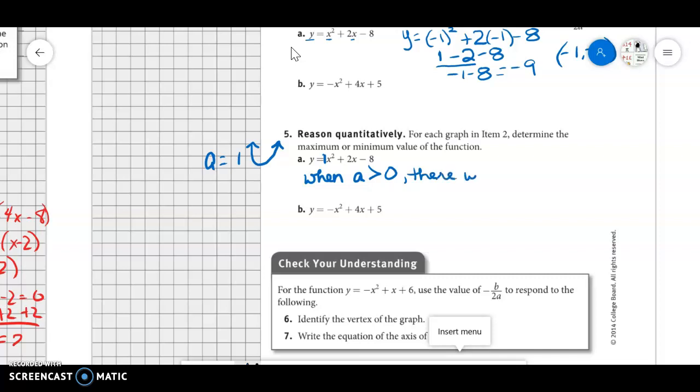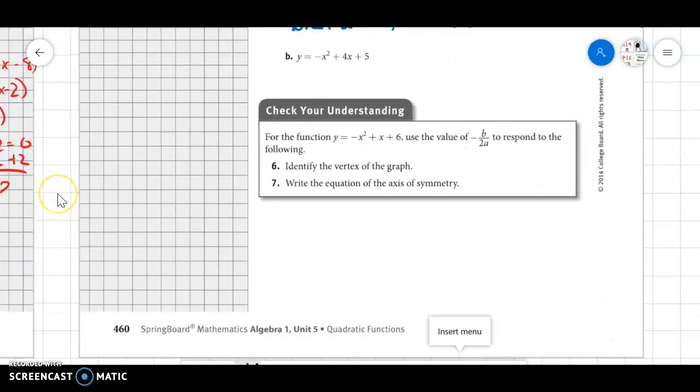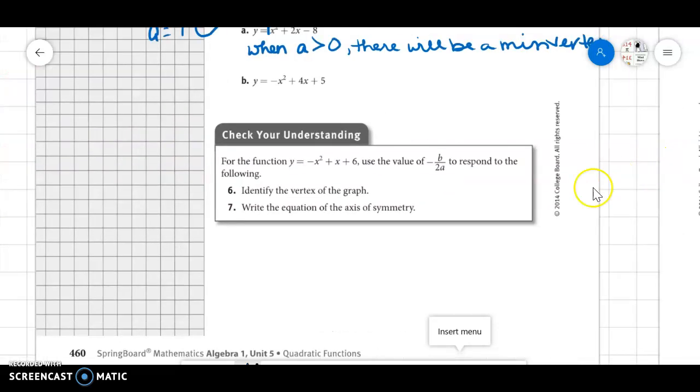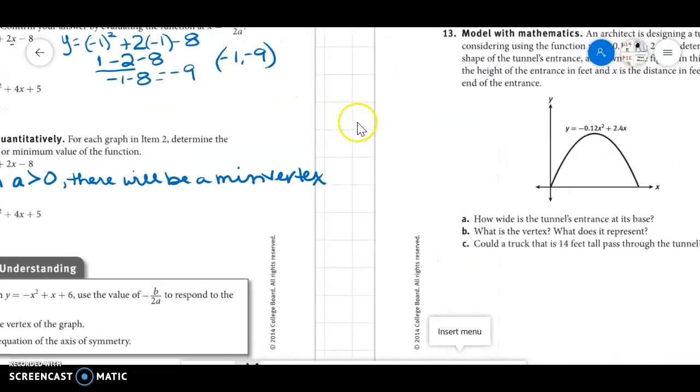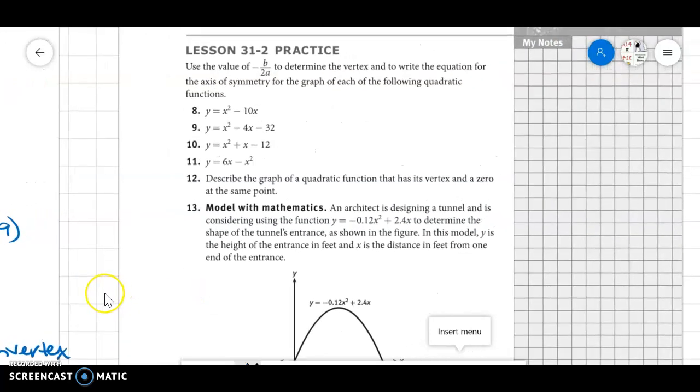there will be a min vertex because it is going to be opening up. And again, you can do letter B. So that is really all I have for you. I would like you to try those, and again, I'm going to post those answers in the answer key.